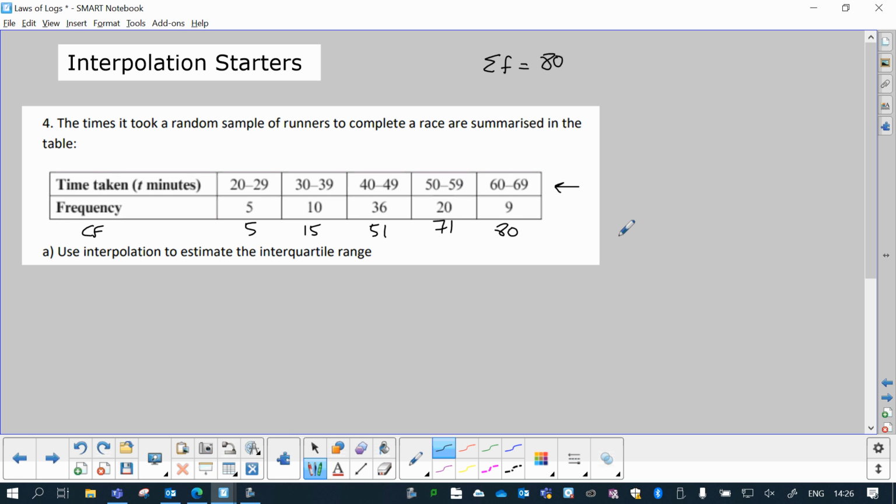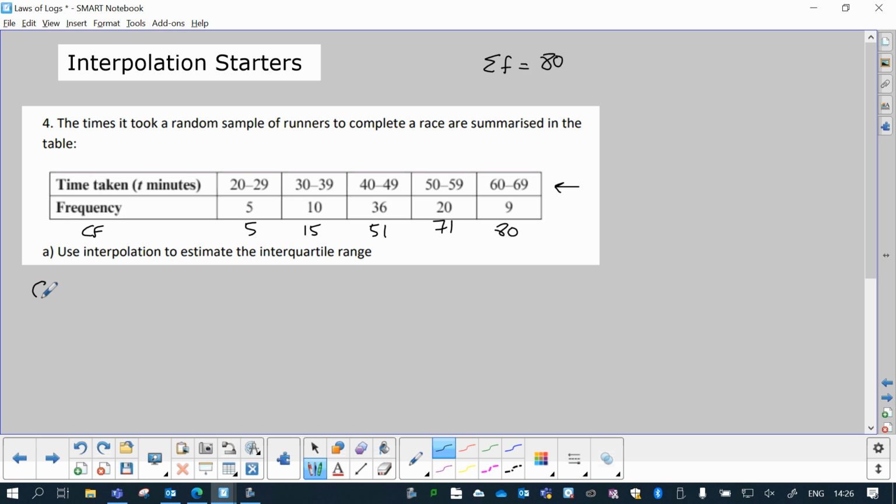Just because it's a useful thing when you're trying to identify where medians and quartiles actually are. We're using interpolation to estimate the interquartile range. So do the question by all means; you don't have to listen to me prattling on about it. I'm going to do Q1, and then I'm going to lead you through it anyway, and then show you the answer at the end, right?